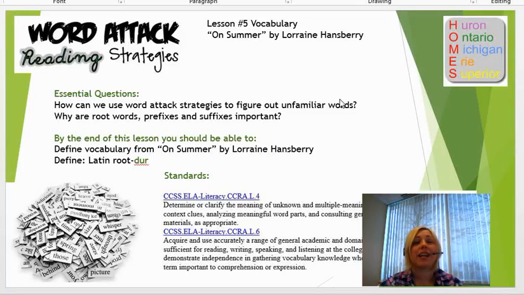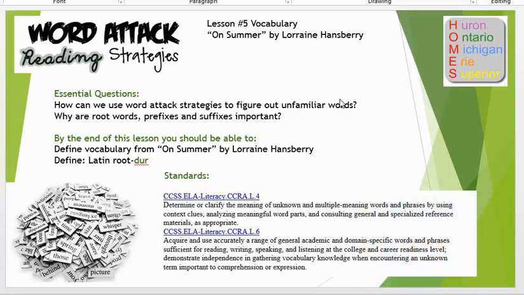Hello and welcome to Lesson 5 Vocabulary. Your essential questions for today are, how can we use word attack strategies to figure out unfamiliar words? The second essential question is, why are root words, prefixes, and suffixes important?